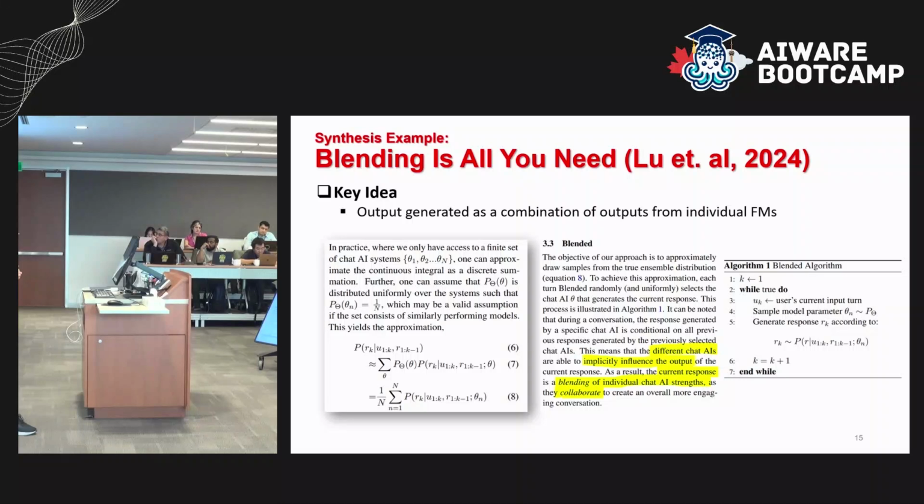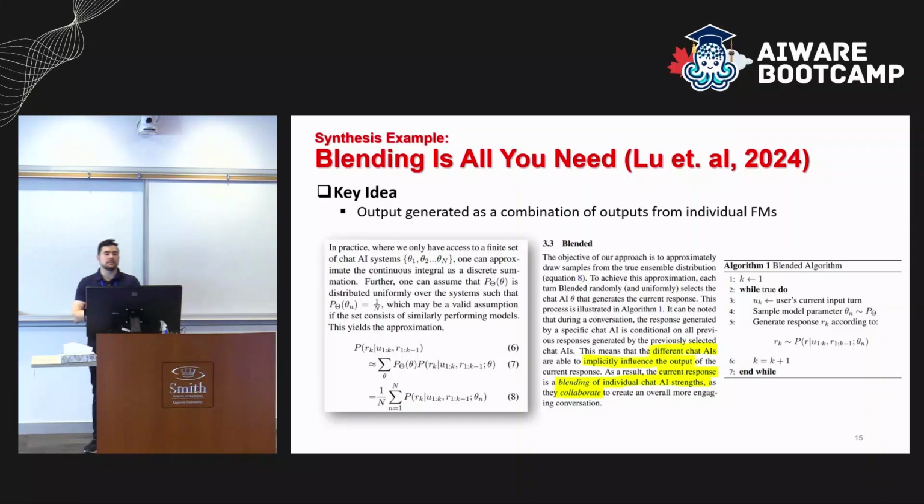Similar idea. The output is generated as a combination of outputs, but they went about it with more of a probabilistic approach. I don't want to go too much into it, but look at the highlighted parts here. What they're trying to say is that they implicitly influence the output by blending individual chat AI strengths, and they collaborate to create an overall more engaging conversation. So, similar idea, different way to go about it.